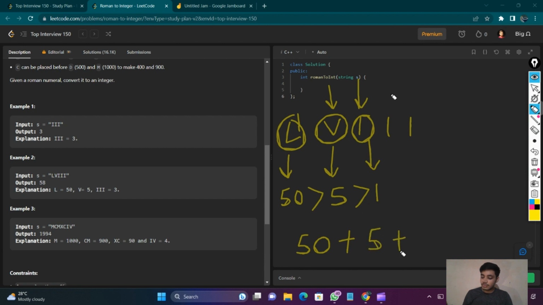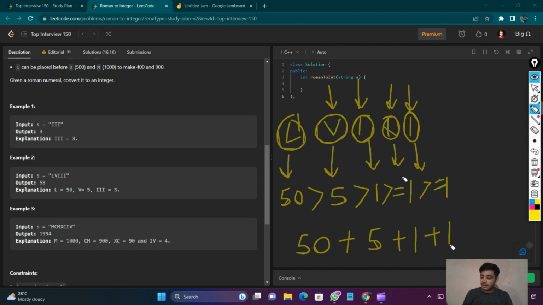Now again, when you move to the next index, you are going to see the same, that the value is 1. So we are going to add 1. Now again, if you move to the last index, you will see that the value is again the same. That means it is greater than or equal to 1. So we are going to add 1.